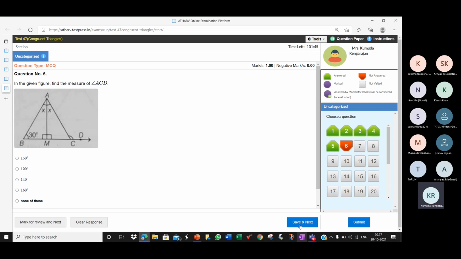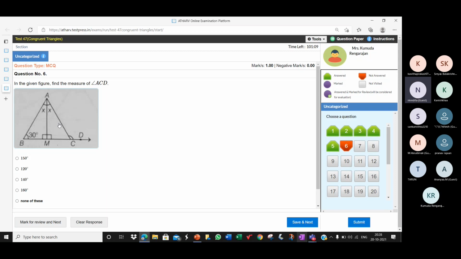What's the measure of angle ACD? It's given that these two angles are equal. That's what is meant by x here. This is 90, this is 30. So what will be the measure of this angle? 60, ma'am. 90, 30. So this is 60. Then how much is this? 60, ma'am.